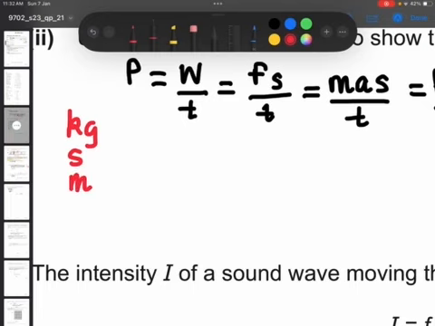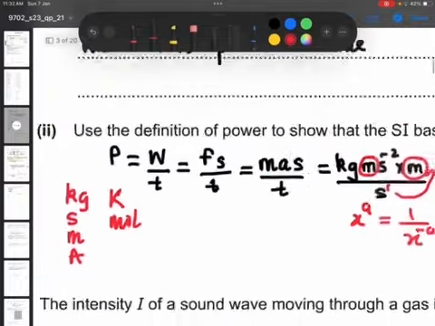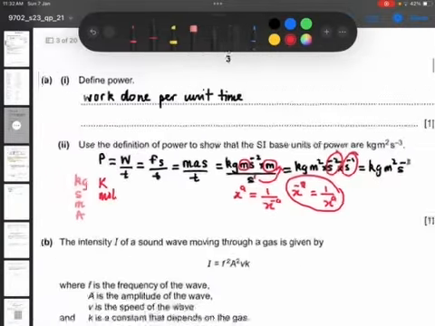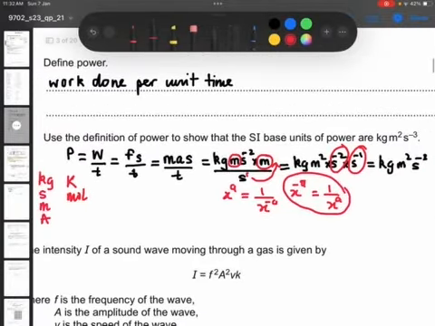We have meter, the SI base unit for length. We have amp, the SI base unit for current. We have Kelvin, the SI base unit for temperature. And finally we have mole, the SI base unit for amount of substance. So we are using the definition of power to find the SI base units of power in kg m squared per second cubed.